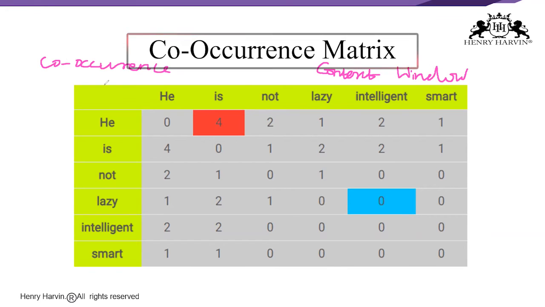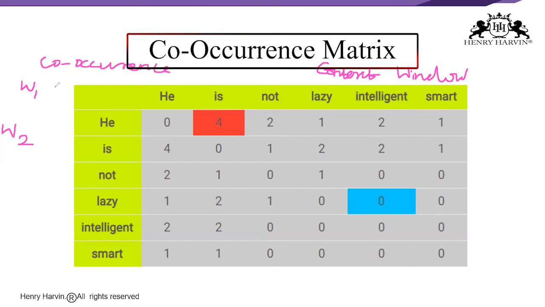So what is co-occurrence? For a given corpus, the co-occurrence of a pair of words, say W1 and W2, is the number of times they have appeared together in the context window. I hope I'm clear. Co-occurrence: co means together, together occurred.